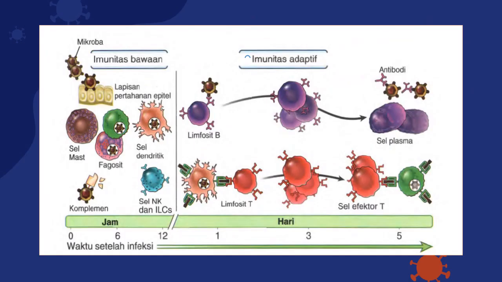This picture shows the difference between innate immunity and adaptive immunity. Adaptive immunity takes several days until the antigen can be destroyed by antibodies or effector T cells.